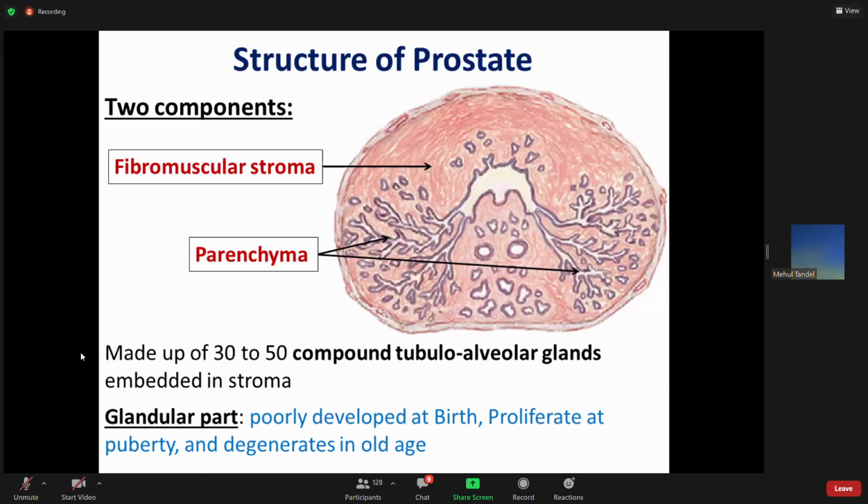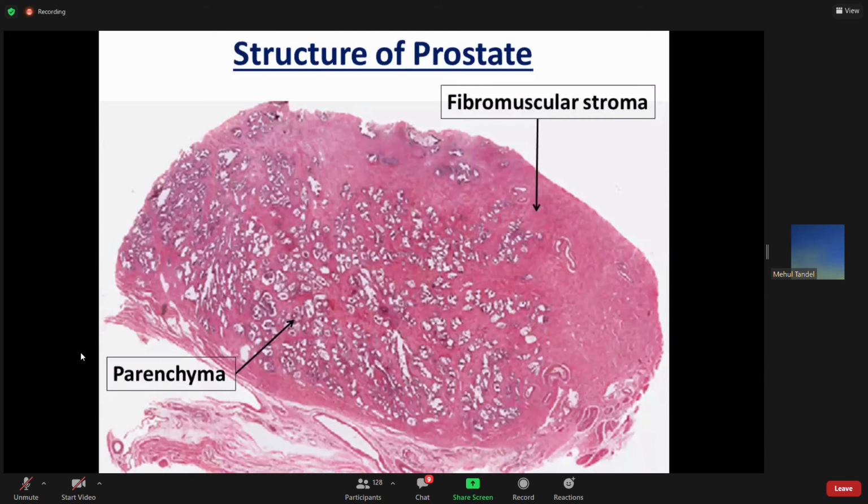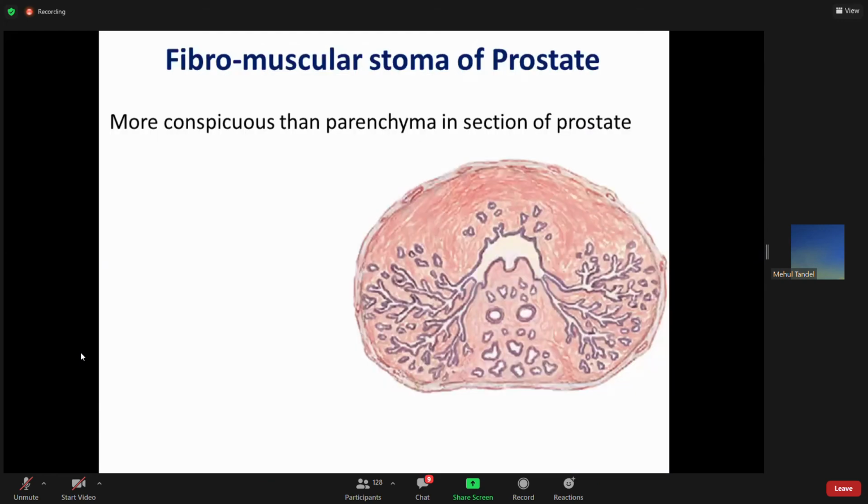So you have to describe only these two structures. One is a fibromuscular stroma, and second is parenchyma. You can see the entire gland is made up of fibromuscular stroma. Remember, stroma is more in amount as compared to parenchyma, and parenchyma is embedded within the stroma. So fibromuscular stroma is more conspicuous than the parenchyma in a section of prostate. आपको दिख रहा है, stroma ज़्यादा दिख रहा है, parenchyma कम दिखेगा.